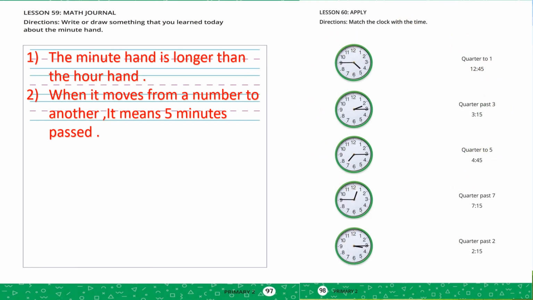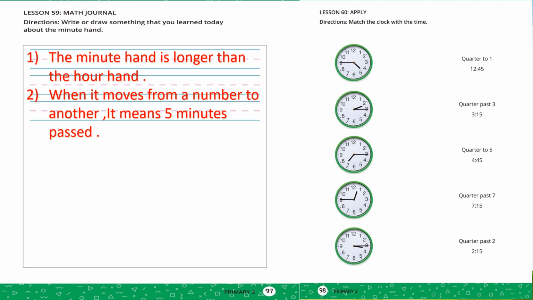Now page 97 and 98. Write or draw something that you learned today about the minute hand. Number 1, the minute hand is longer than the hour hand. Number 2, when it moves from a number to another, it means 5 minutes passed.